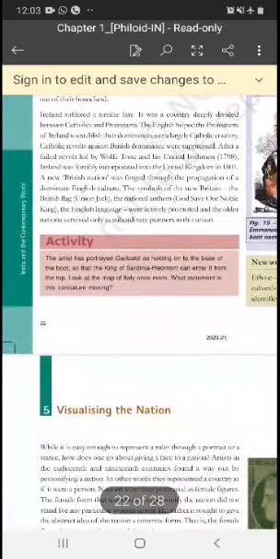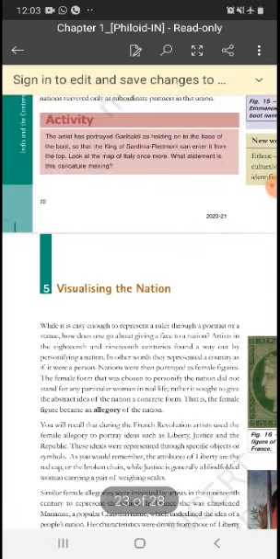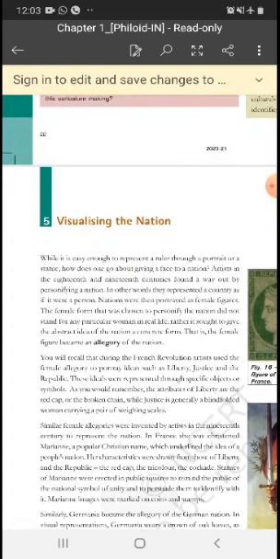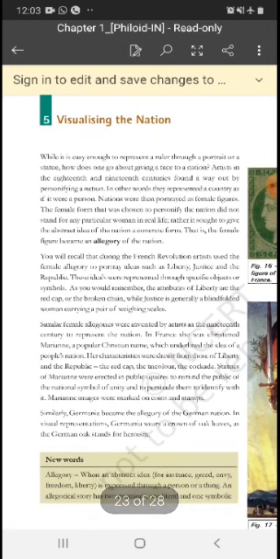Visualizing the nation. In the 18th and 19th centuries, artists represented a country as a person, and nations as female figures. During the French Revolution, female figures portrayed ideas such as liberty, justice and the republic.